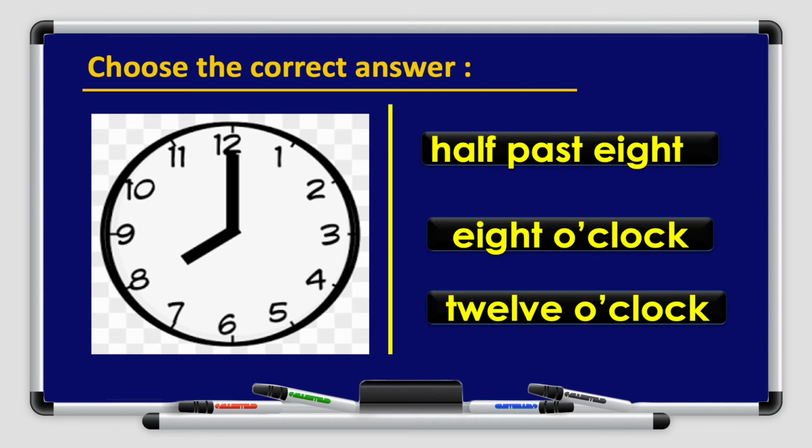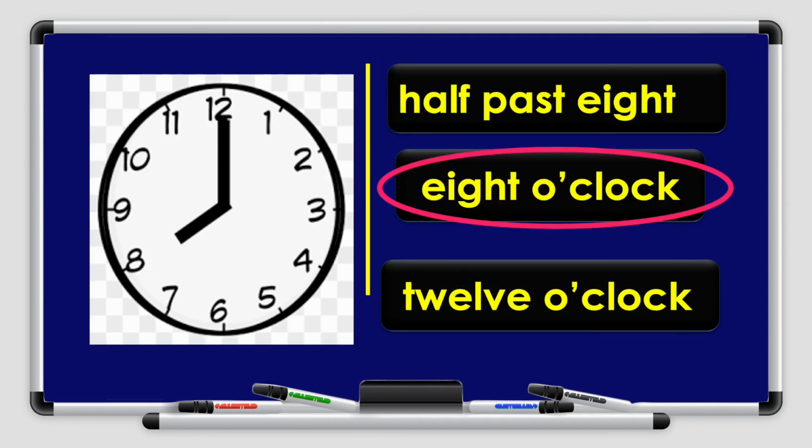All right, boys and girls, look at this picture and choose the correct answer. What is the time? Is it 8:30, 8 o'clock, or 12 o'clock? That's right. The answer is 8 o'clock. The short hand of the clock is on 8 and the long one is on number 12.